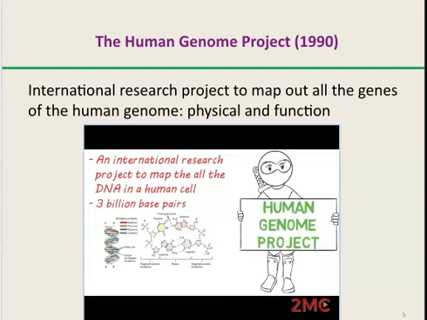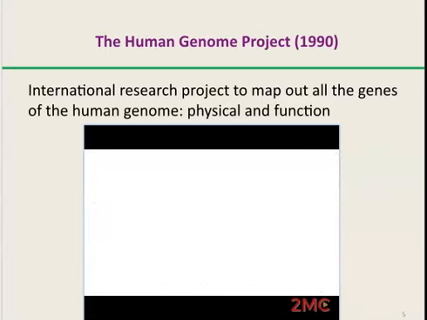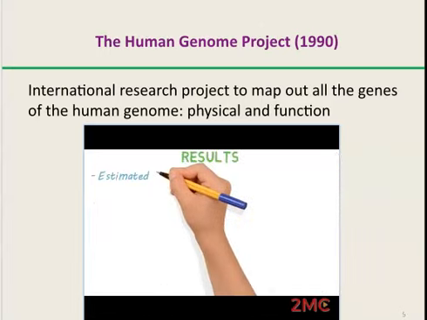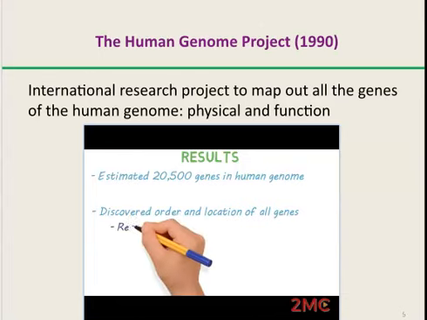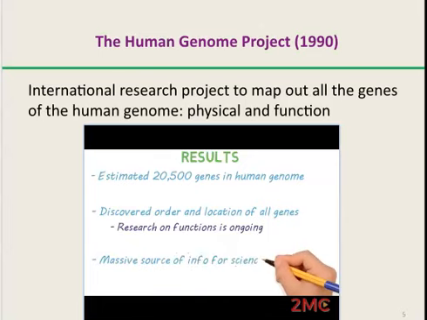And they've mapped all of them, which took 13 years to complete. The project determined that there are about 20,500 genes in the human genome, and it also discovered the order and location of these genes. It didn't, however, identify what each gene does, and that research is ongoing and there's still a lot to learn. It continues to be a benefit to society as a massive information source for researchers to draw on and to continue their advances in both science and medicine.